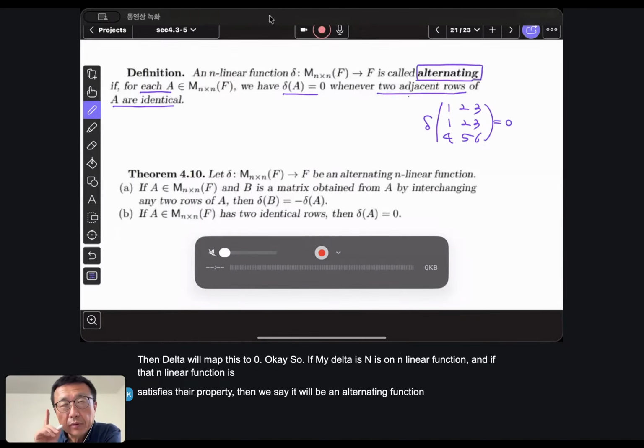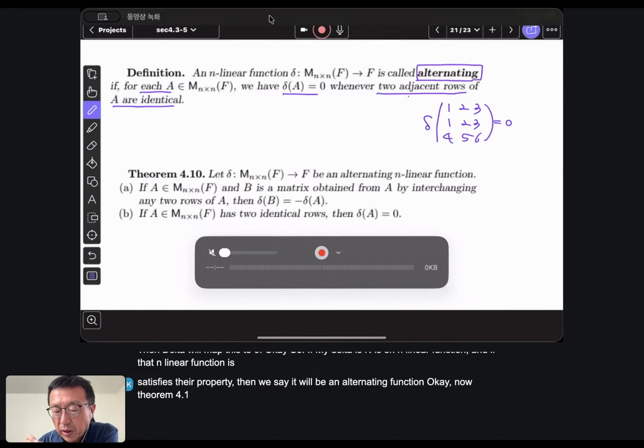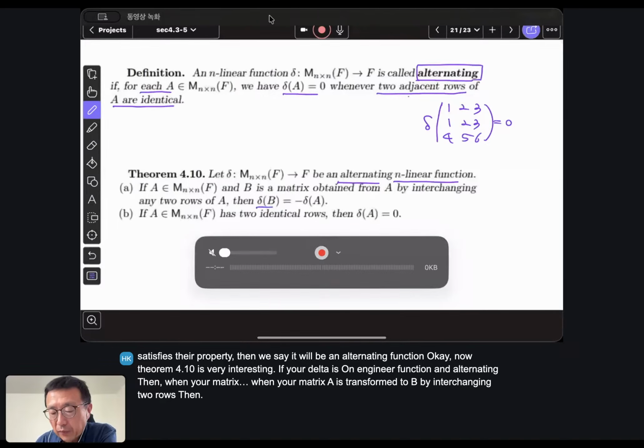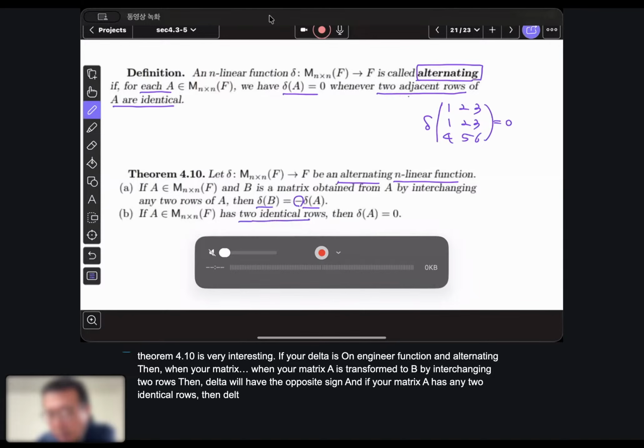Now, theorem 4.10 is very interesting. If your delta is an n-linear function and alternating, then when your matrix A is transformed to B by interchanging two rows, delta will have the opposite sign. And if your matrix A has any two identical rows, then delta of A will always be 0.